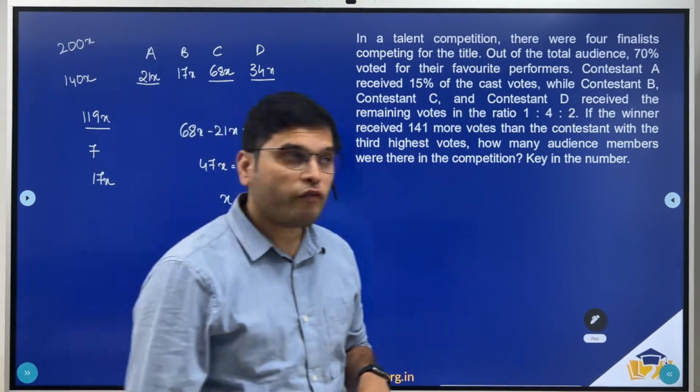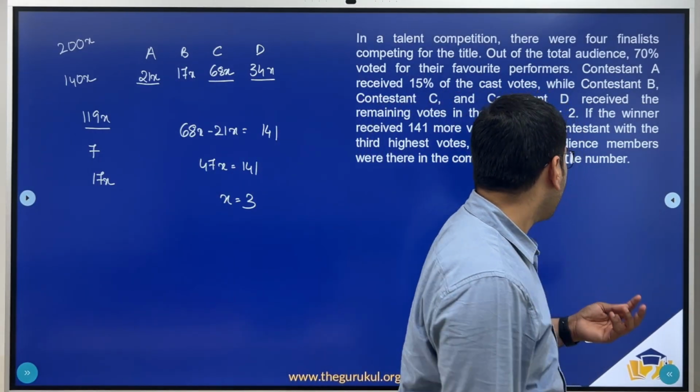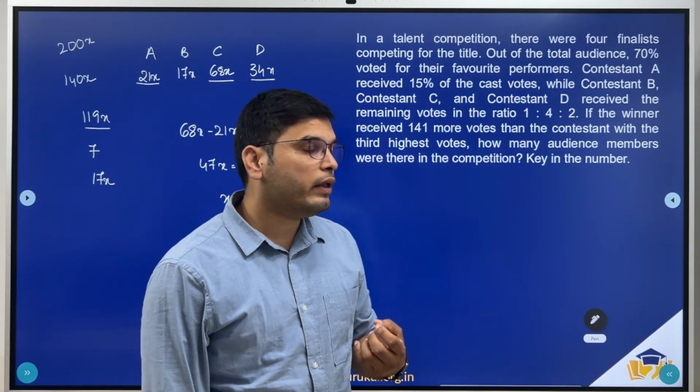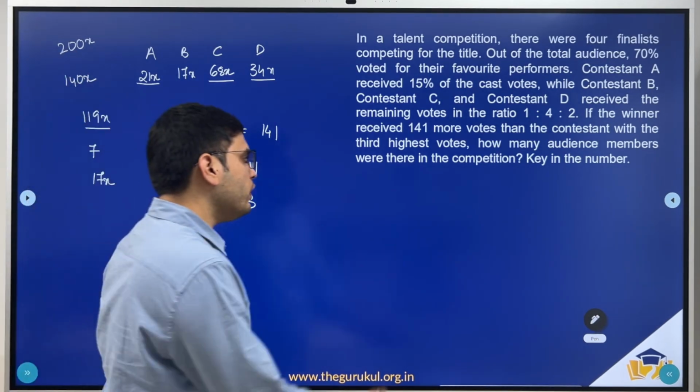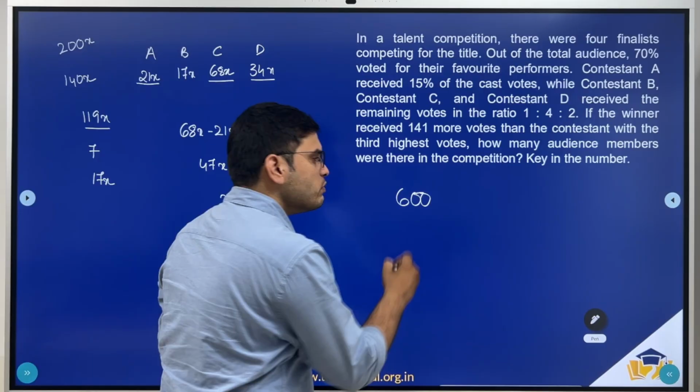Now once you have the value of x, what was asked? We are asked to find how many audience members were there in the competition. So we have assumed the total audience to be 200x. So 200 into 3, 600 becomes the answer to this question.